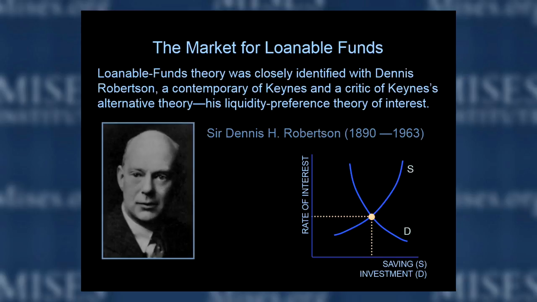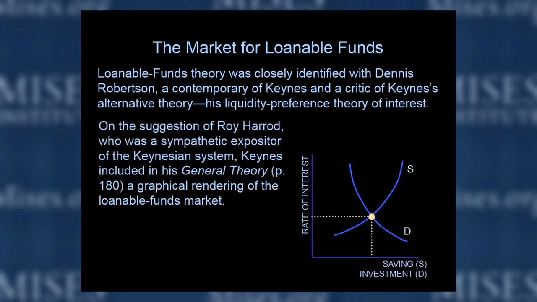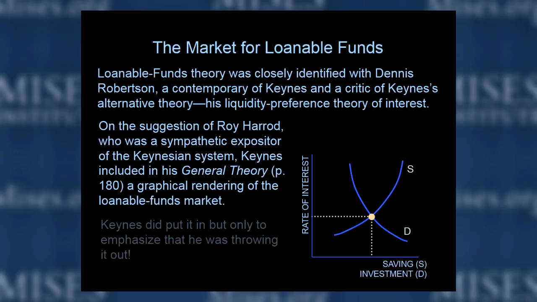I liked him. Okay. On the suggestion of Roy Harrod, who was a sympathetic expositor of the Keynesian system, Keynes included in his General Theory, page 180, a graph rendering of the loanable funds market. And now it turns out that Keynes did put it in, but only to emphasize that he was throwing it out. Okay, he didn't like that loanable funds theory. And we'll see why as we go along.